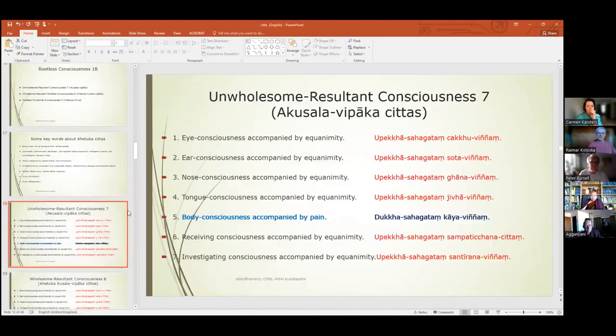So here, ahetuka akusala vipaka citta. This is ahetuka. In ahetuka, there is no sahetuka akusala vipaka citta. So the question is that. As far as I have learned in several books, there is no direct answer for that. I could not find the direct answer, but after reading and summarizing, I understand it like this.